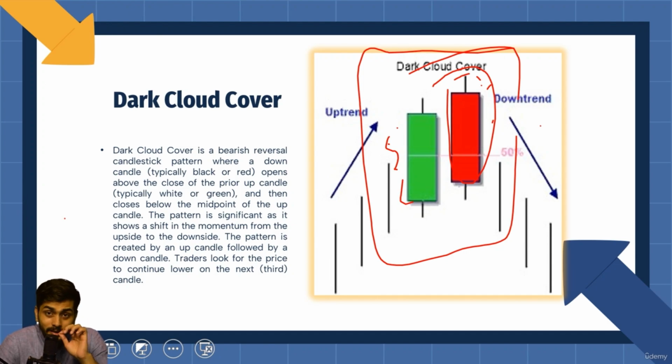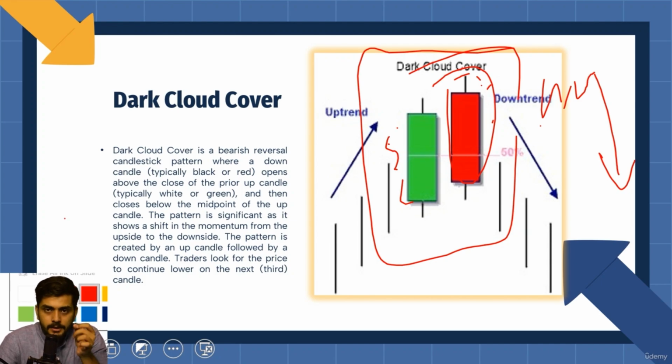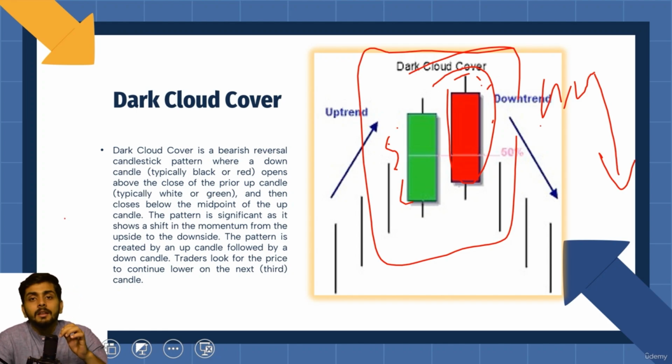Now generally you will see that after this formation has taken place, the market will reverse the trend, sometimes immediately, sometimes after a bit of consolidation, and then it will reverse the trend. So if we see immediate reversal, then we take the trade. If we see a reversal after consolidation, then we definitely take the trade.